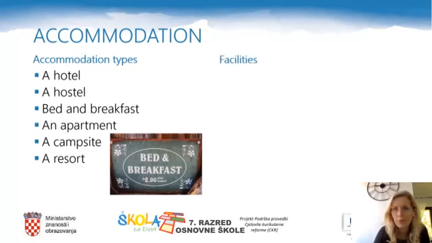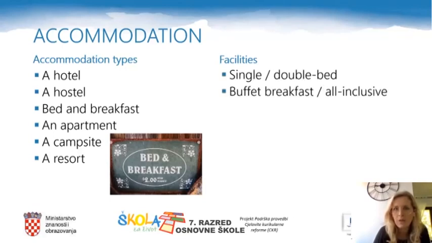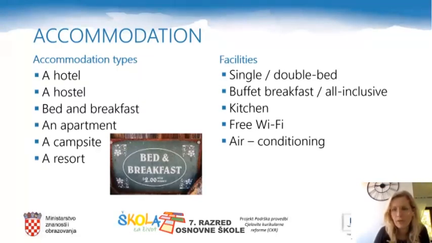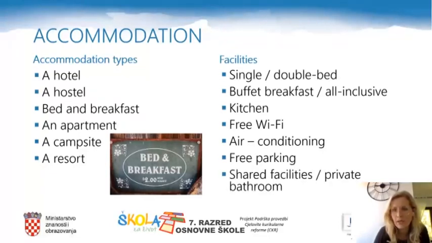When we book accommodation, we also look for some things it has to offer, and we call these things facilities. For example, you can look for a place that offers single or double bedrooms. You can also choose a place that offers breakfast or one that is all-inclusive, meaning it has every meal included in the price. Or you may want to have your own kitchen to cook in. Nowadays, we all want free internet connection and we want our rooms to be air-conditioned. If you're traveling by car, you want to have a free parking place, and you can also choose between having your private bathroom or shared facilities.